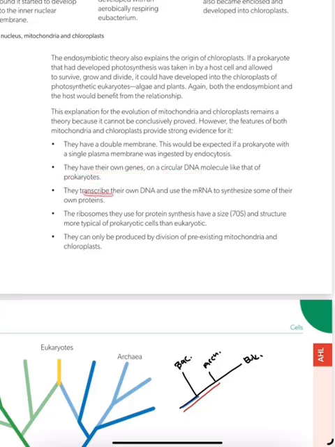They transcribe their own DNA and use the mRNA to synthesize some of their own proteins. And the ribosomes they use for protein synthesis have a size of 70S and a structure more typical of prokaryotic cells rather than eukaryotic. And they can only be produced by division of pre-existing mitochondria and chloroplasts.